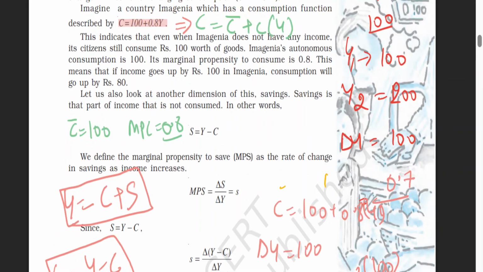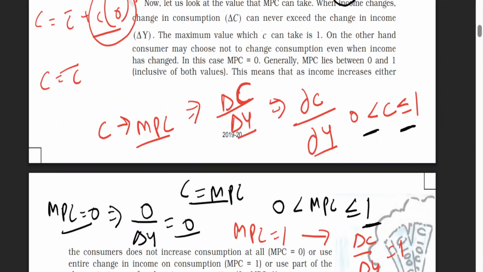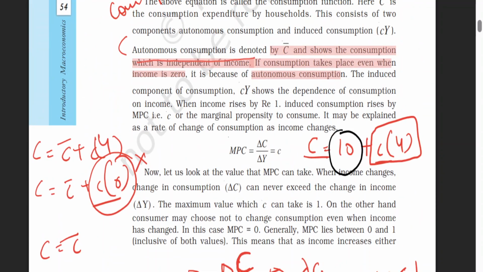Right, I hope it's clear to you what is MPC and how we are able to calculate the MPC values. Just for a recap, MPC is equal to change in c by change in y. It's important because you are going to have a lot of formulas related to it in these two consecutive chapters.